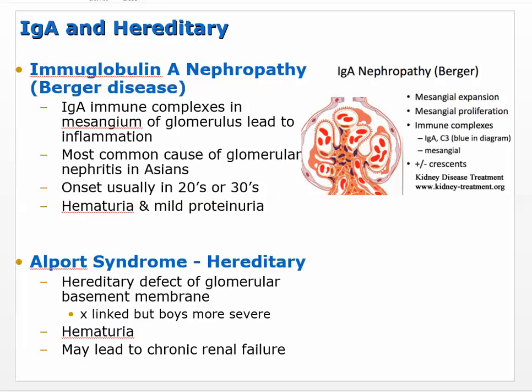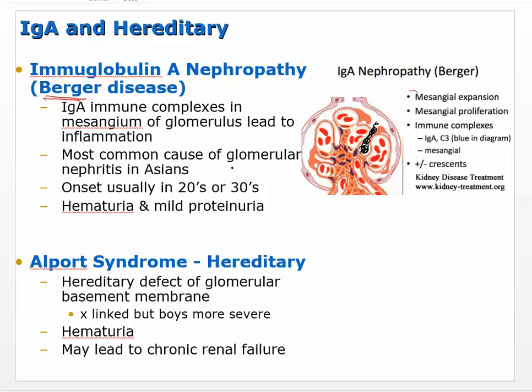Okay. A couple of others that we'll just mention here. Immunoglobulin A nephropathy, something called Berger's disease, named after somebody. IgA immune complexes in the mesangium of the glomerulus lead to inflammation. Remember, the mesangial cells are the cells that kind of sit in between, in the extracellular fluid between the glomeruli. But that can lead to inflammation.